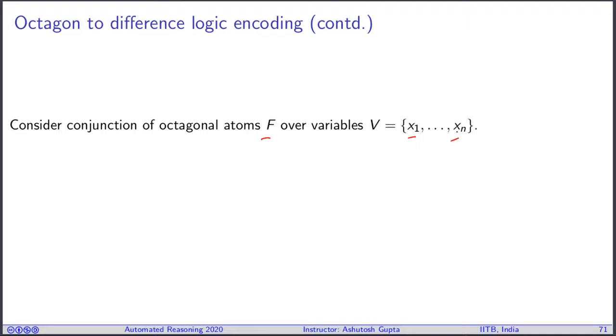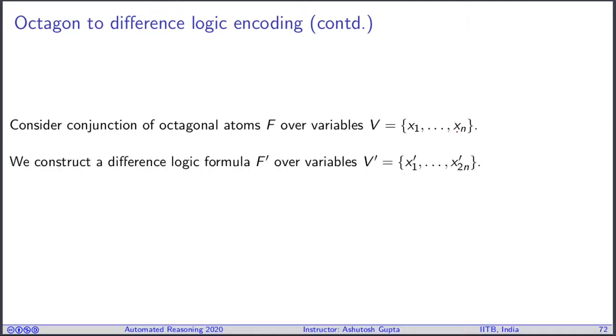To solve this, we will translate the problem into a difference logic constraint, and we introduce the variables x1' to xn'. There will be twice as many variables in our encoding, and if the encoded difference logic formula has a solution, then we will have a solution for the original problem. So let's see how we are going to translate our constraints.